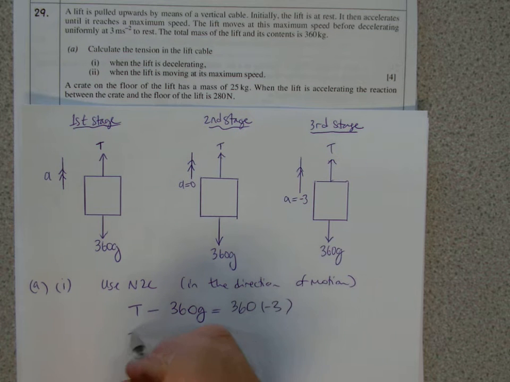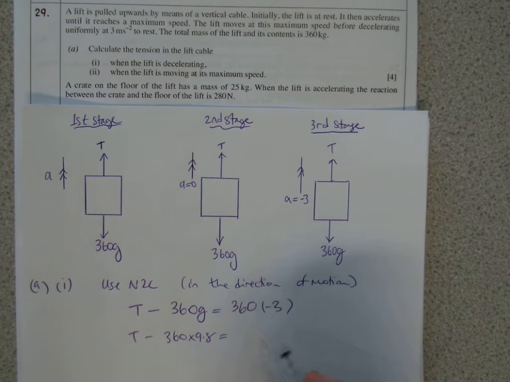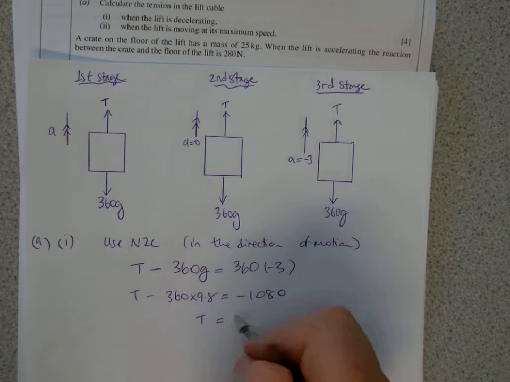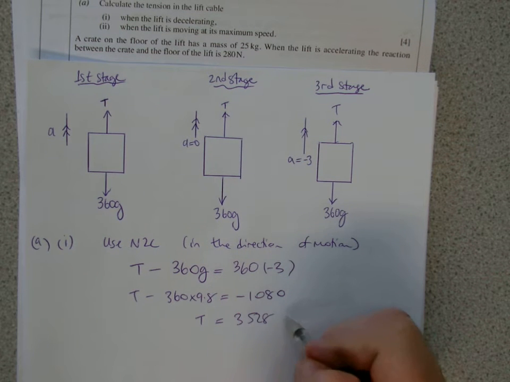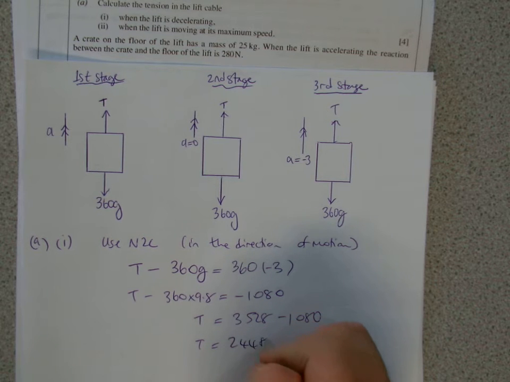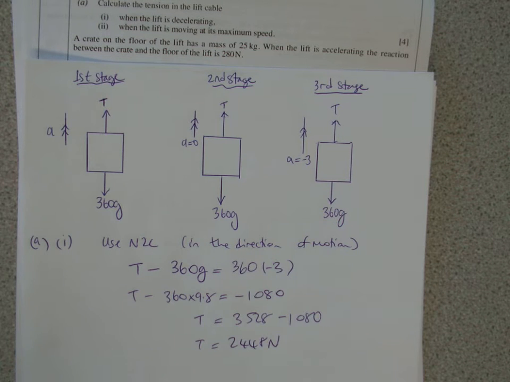because it's decelerating. So if we work that out, 360 times 9.8, and then 360 times 3 will be 1080, or -1080, and then to get T you just take that calculation over the other side. So it'll be 360 times 9.8, which is 3528, take away 1080, and you get 2448 newtons as your tension while this is decelerating.